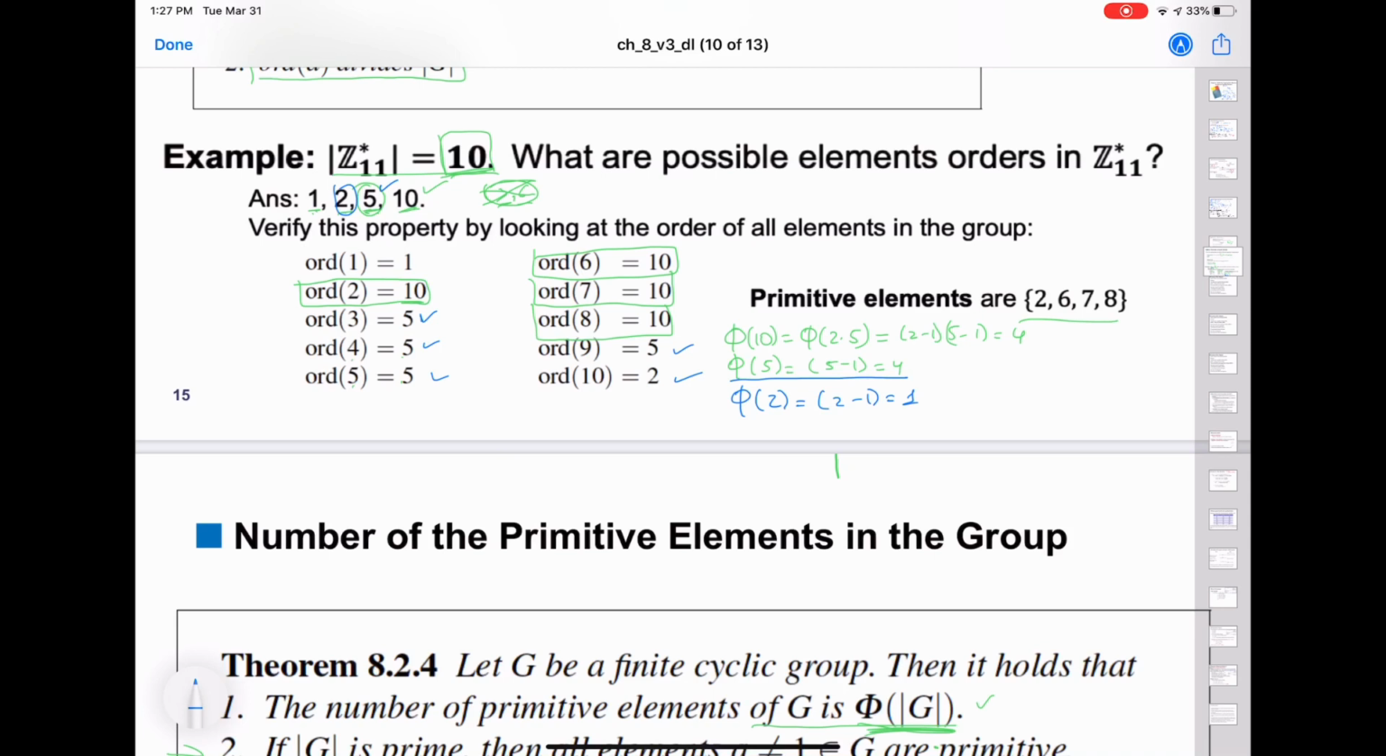Now, how many elements with order 1? Order 1 is only one element, always, all the time, which is the element 1, because 1 to the power of 1 will give you 1. So only one of them. If you calculate that, 1 plus 1 is 2, 2 plus 4 is 6, 6 plus 4 is 10, exactly 10 elements. And I did one of your homework problems right now.